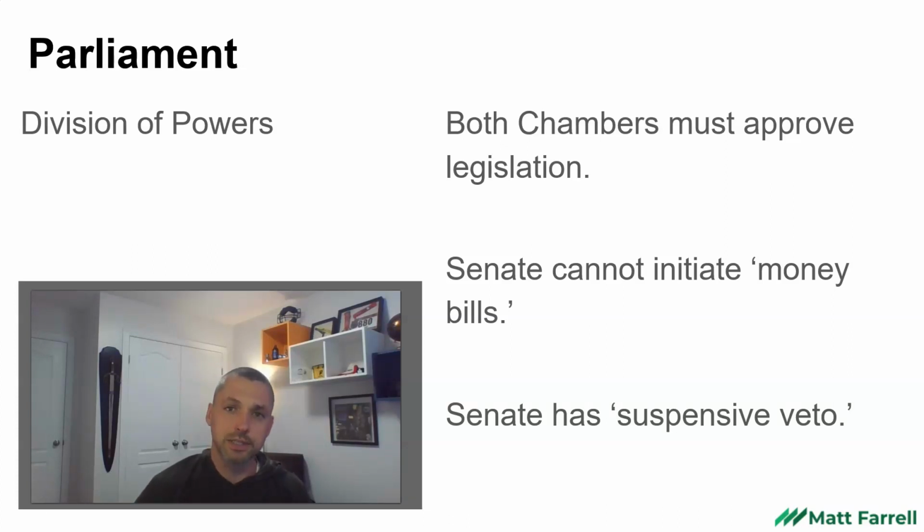The Senate also has a suspensive veto. It can stop and delay things that Parliament does temporarily. It can't put a full stop to the process like the American Senate, for example. So it is asymmetric bicameralism, where the House of Commons has a little bit more power than the Senate. Ultimately, the House could override the suspensive veto of the Senate.